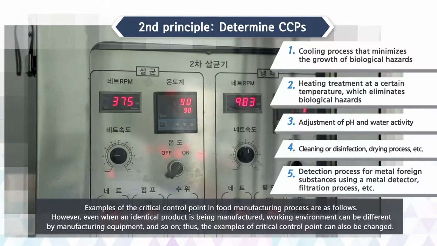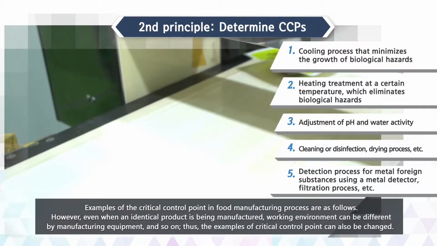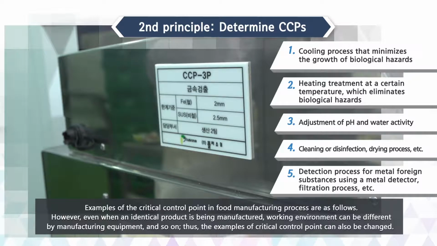However, even when an identical product is being manufactured, working environment can be different by manufacturing equipment and so on. Thus, the examples of critical control point can also be changed.